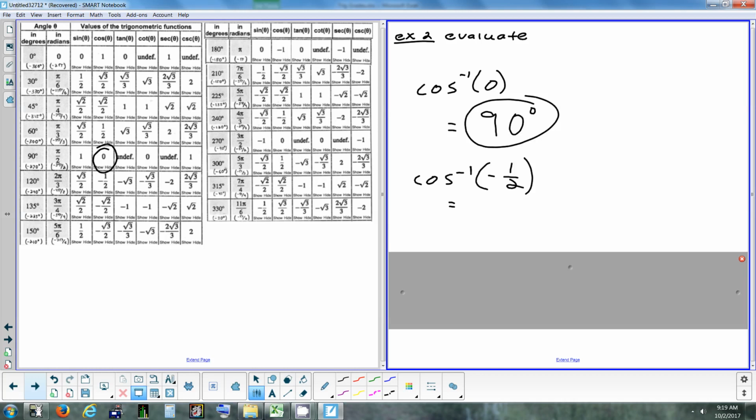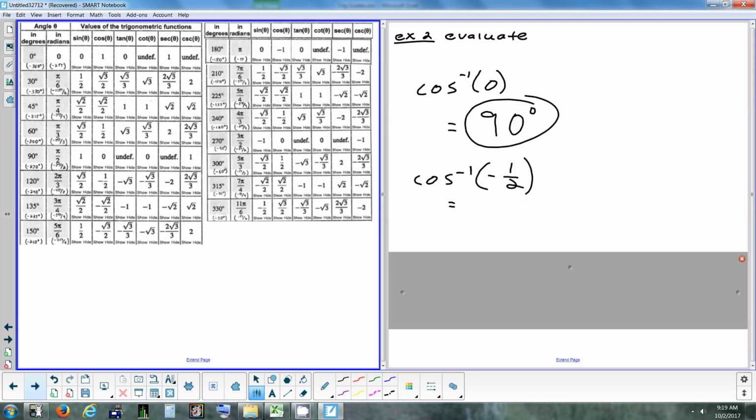All right, let's try inverse cosine of negative 1/2. Orion, if you go down the cosine column, where do you find negative 1/2? 240, and 120. Let's start with the first one you said. Is 240 between 0 and 180? No. Is negative 120 between 0 and 180? No.